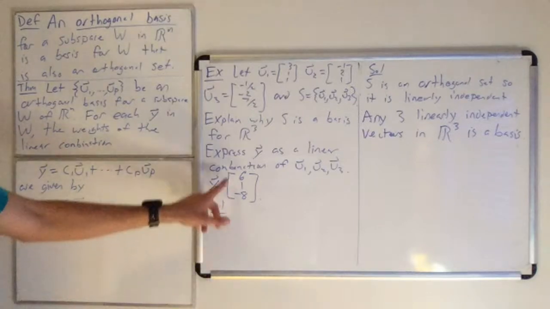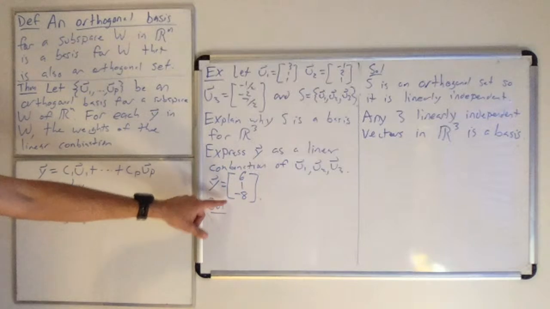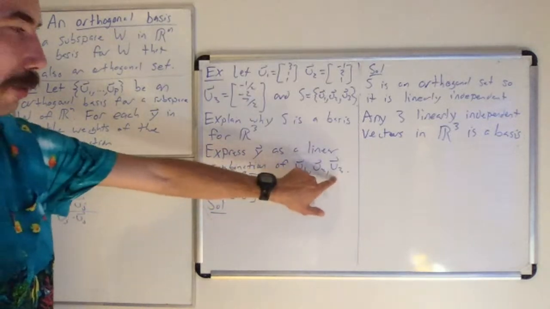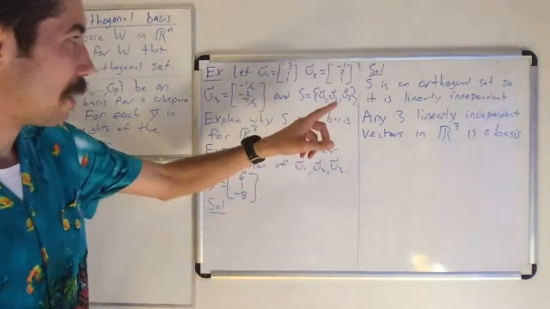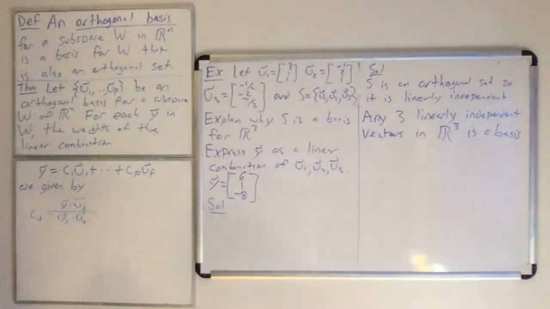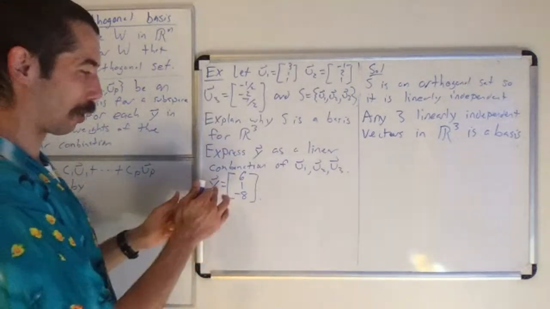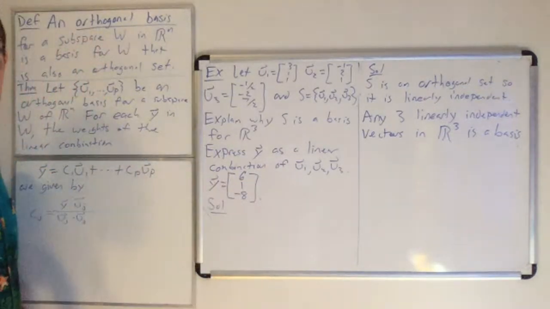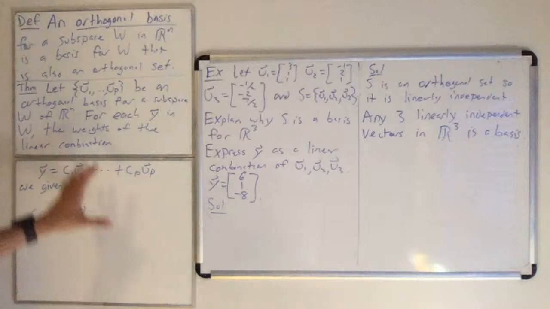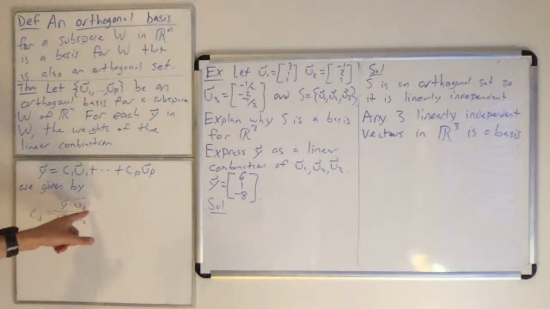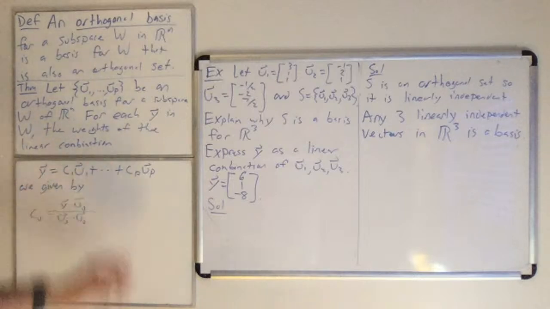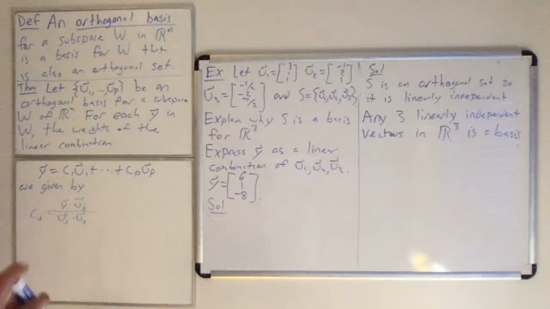Okay, and so we want to express y as a linear combination of u1, u2, and u3. Another way to word this question is to find the S coordinates, right? This is really asking us to find the S coordinates of y. So we'll use this theorem to do that. We need the dot product of y dot u1 over u1 dot u1, y dot u2 over u2 dot u2, and so forth. But that's what we'll start with tomorrow.